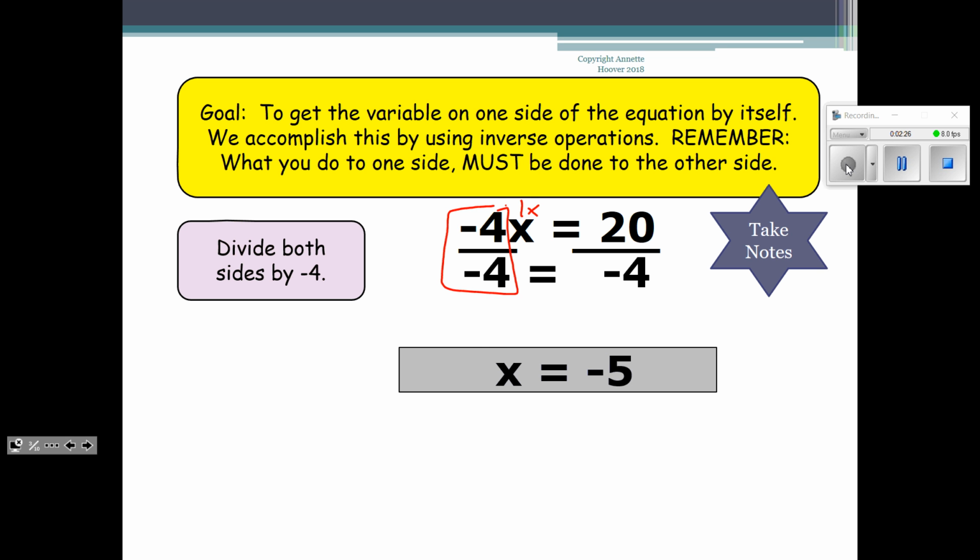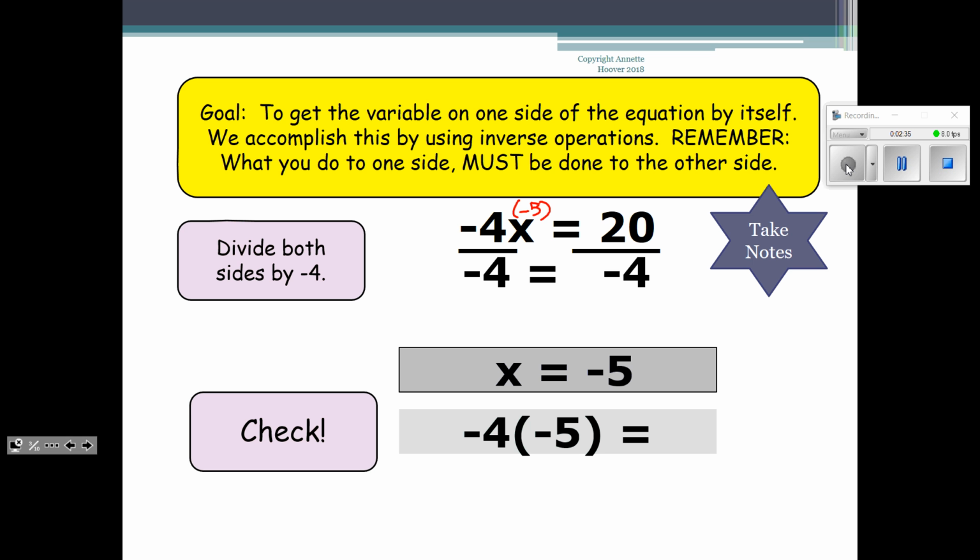Again, we could check this by plugging negative 5 back into the original equation. And we see that negative 4 times a negative 5 does make a positive 20, because two negatives make a positive. So it checks.